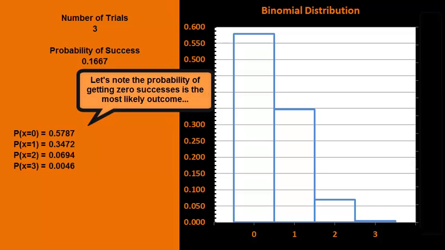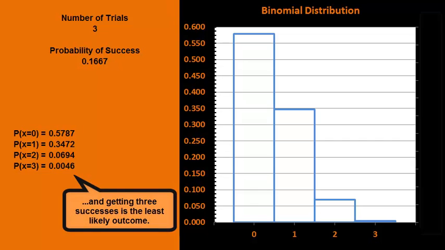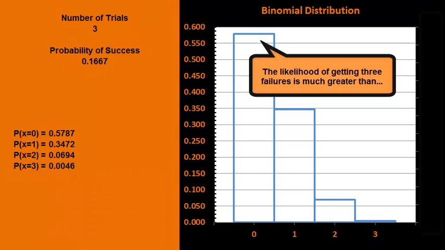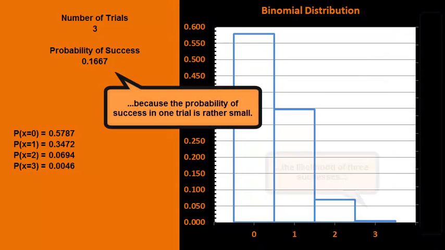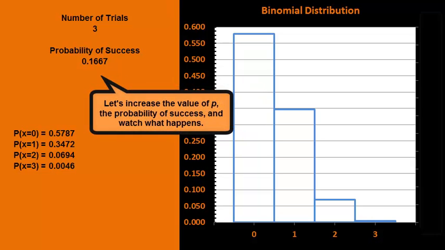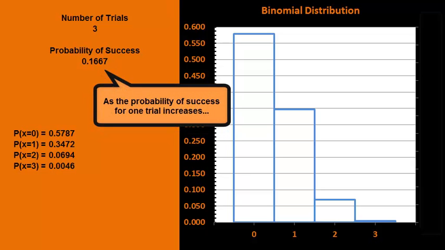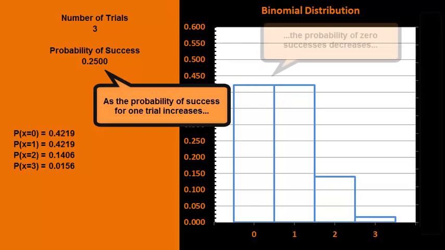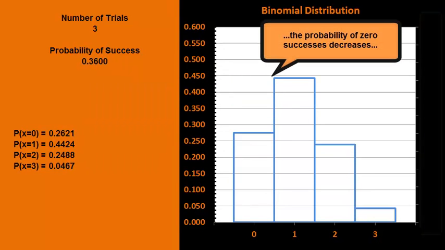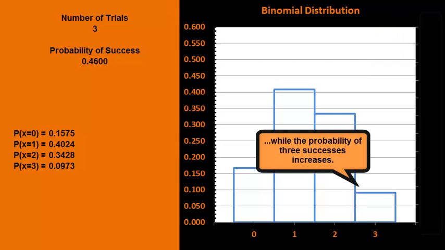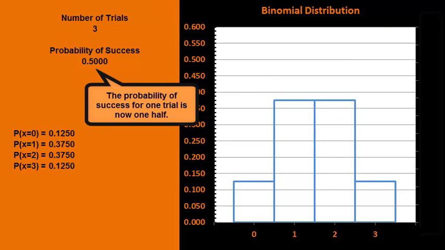Let's note the probability of getting 0 successes is the most likely outcome, and getting 3 successes is the least likely outcome. The likelihood of getting 3 failures is much greater than the likelihood of 3 successes because the probability of success in one trial is rather small. Let's increase the value of p, the probability of success, and watch what happens. As the probability of success for one trial increases, the probability of 0 successes decreases, while the probability of 3 successes increases. The probability of success for one trial is now 1/2.